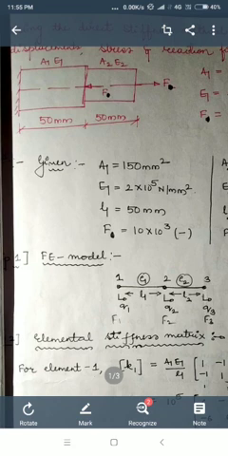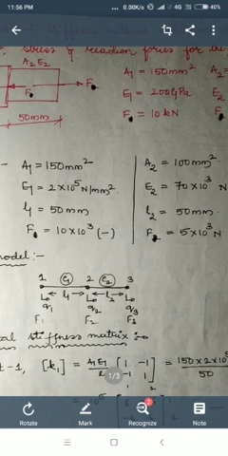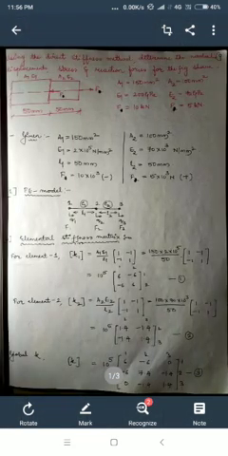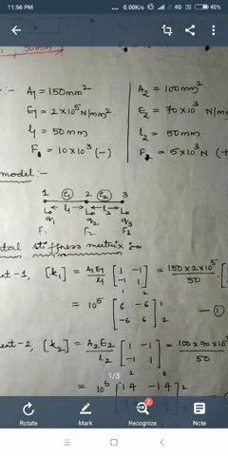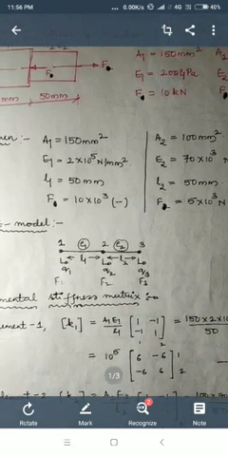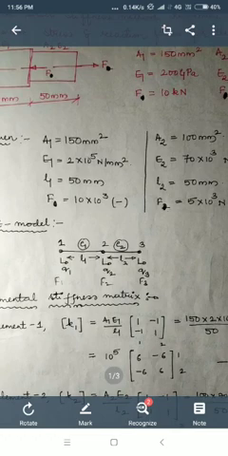At the extreme right end there is one force acting. That force value is 5 kilonewton. One more force is acting at the change in cross sectional area, at the place where the cross sectional area is changing. That value F is 10 kilonewton. Both are opposite in direction.